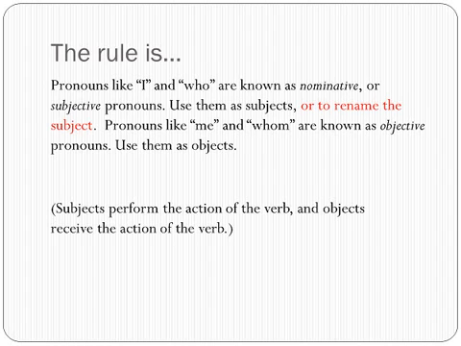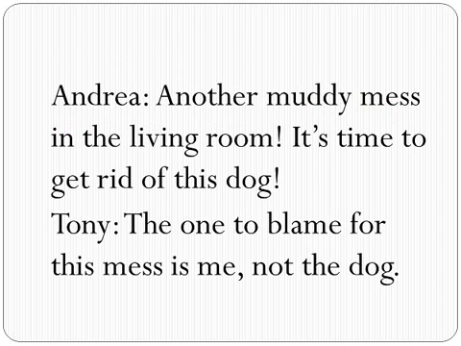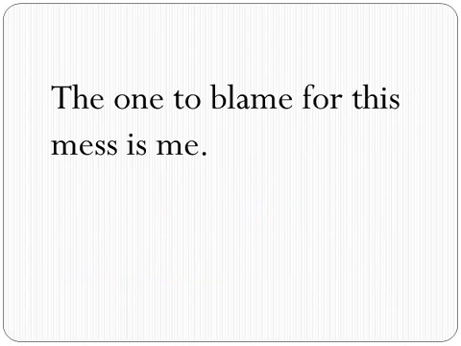Let's look in on a conversation between Andrea and Tony. Andrea says, "Another muddy mess in the living room. It's time to get rid of this dog." To which Tony replies, "The one to blame for this mess is me, not the dog." Now we're going to focus on the first part of Tony's response. The one to blame for this mess is me. Now at first glance, this sentence looks correct based on everything that we've said so far.